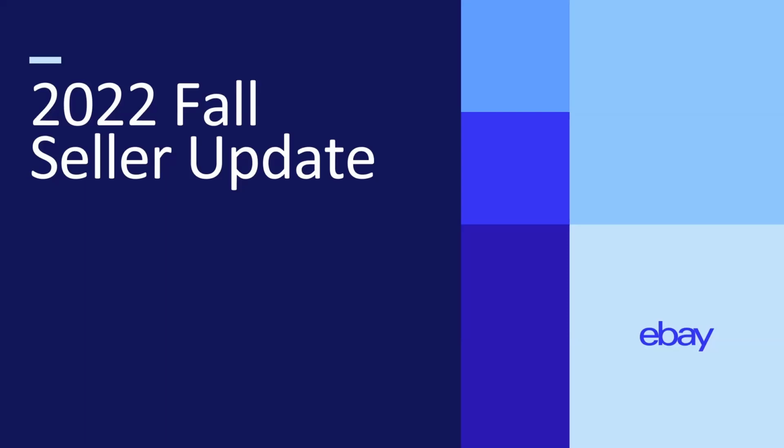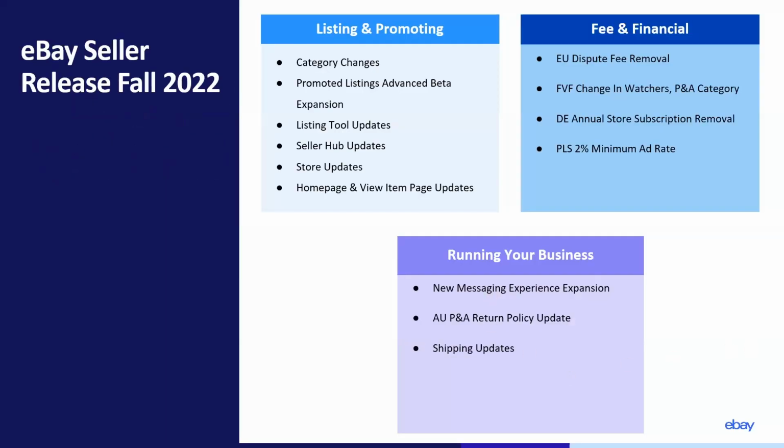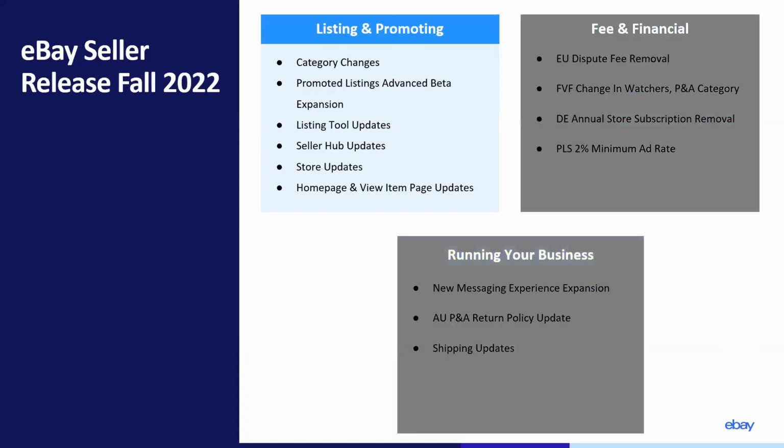Today I'll be covering 3 modules which includes listing and promoting, fee and financial, and running your business. There are a few updates under listing and promoting, which includes category changes, promoted listing advanced expansion, updates on listing tool, seller hub, stores, homepage, and view item page updates.